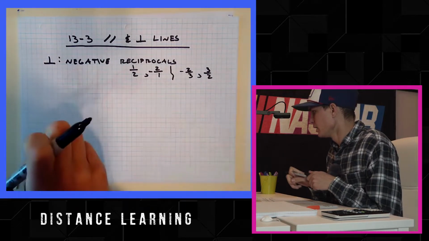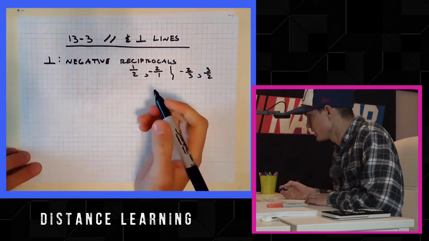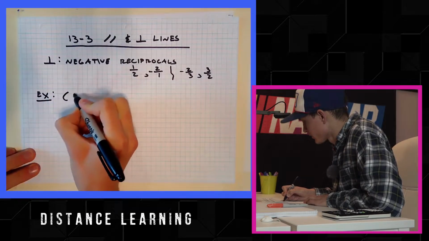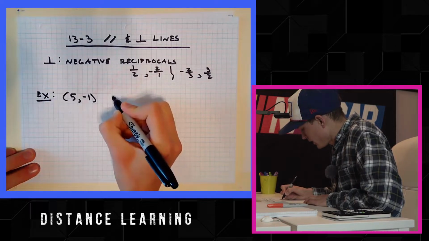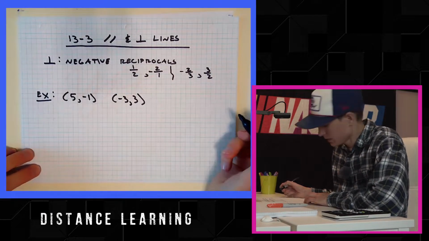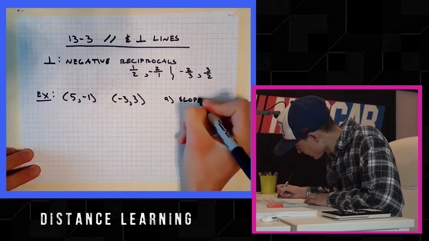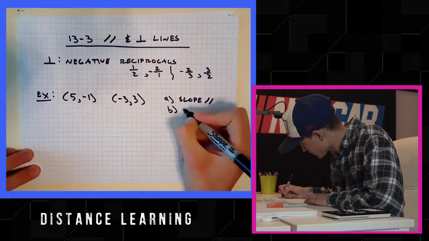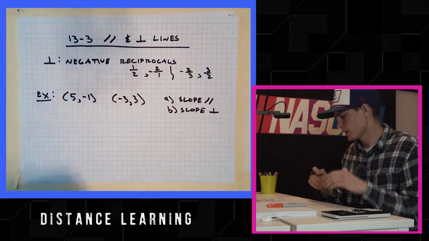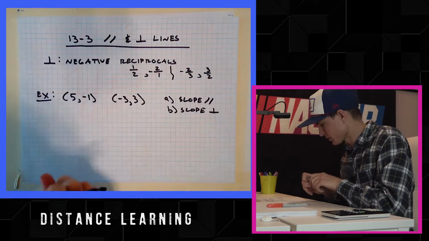So, they give us 2 points. This is really going to be a short lesson. And they give us this, and they want to know the slope of a line parallel and the slope of a line perpendicular. Remember, parallel means they never intersect. Perpendicular means they intersect at a right angle, 90 degrees.